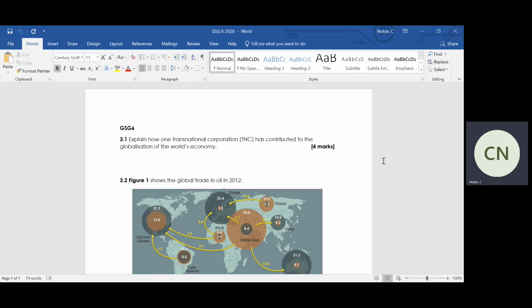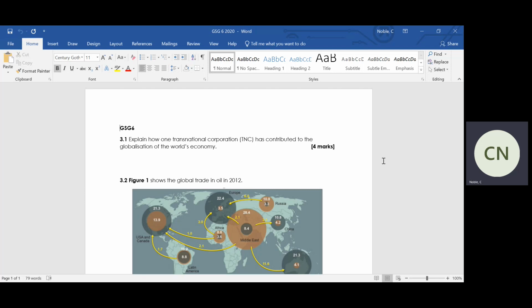The first question is for 4 marks and it asks you to explain how one TNC has contributed to the globalisation of the world's economy. One of the key things here is you consider that globalisation is about the interconnectivity of countries. So how is it that a TNC that you've studied, and be aware that you will have to use your case study, so whether it's Unilever, whether it's Nike, whether it's Coca-Cola, Dyson, really consider how that TNC has made the global economy more interconnected.